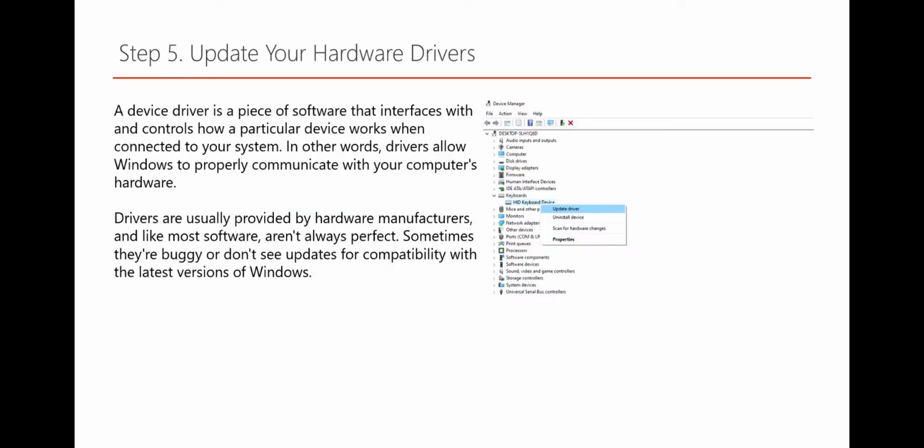Step number 5: update your hardware drivers. A device driver is a piece of software that interfaces with and controls how a particular device works when connected to your system. In other words, drivers allow Windows to properly communicate with your computer's hardware. Drivers are usually provided by hardware manufacturers and, like most software, aren't always perfect. Sometimes they are buggy or don't see updates for compatibility with the latest version of Windows.